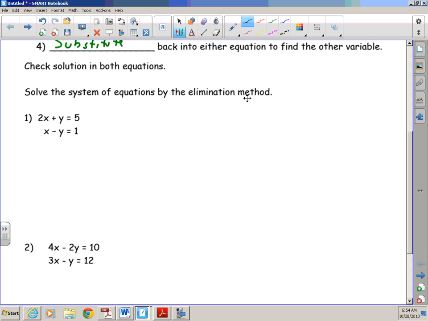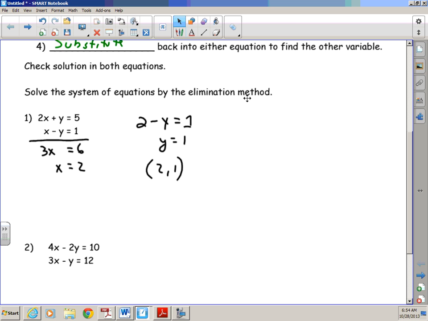Now the first one is actually already teed up for us, because if you look, the y and the negative y are opposites. So what can I simply do? I can add the columns, and I'm going to get 3x equals 6, or x is equal to 2. How do I find y? Substitute 2 in for x into either one of the equations. Choose the easier of them. And I figure out that y is 1, so that my answer is (2, 1). And if I were to substitute 2 and 1 into the other equation, I would check my answer.